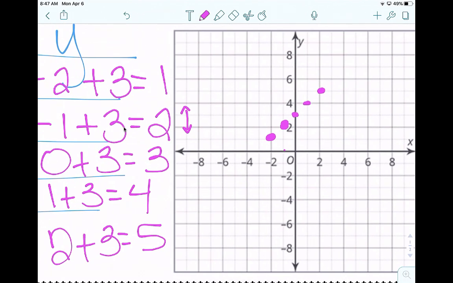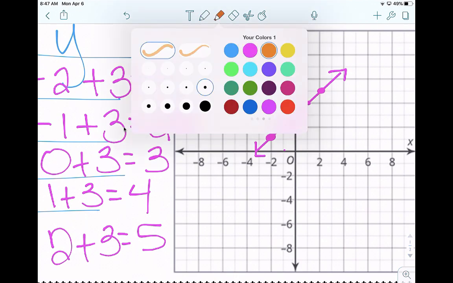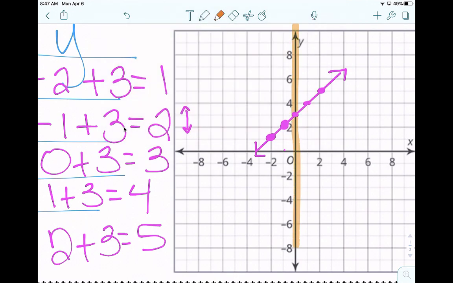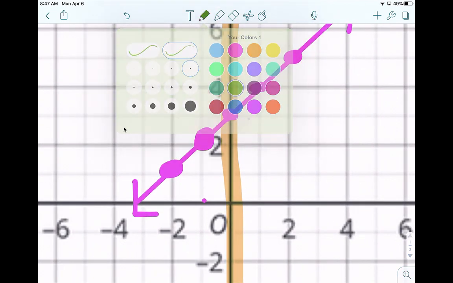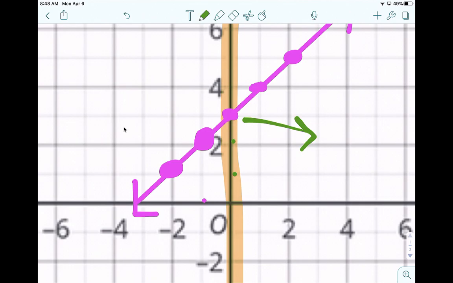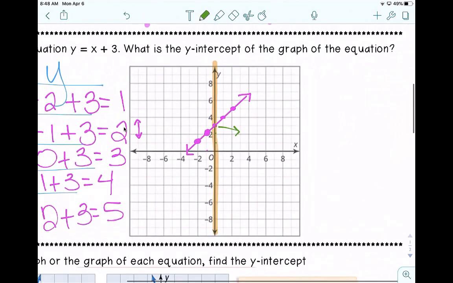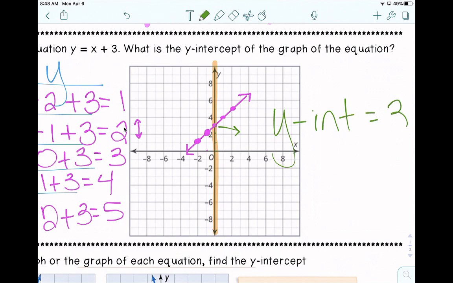So I can connect my line. And I am looking, where does it cross this y-axis? When we zoom in, where does it cross? It crosses at this point, which is at 1, 2, 3. So we can say that our y-intercept equals 3. And that's our answer.